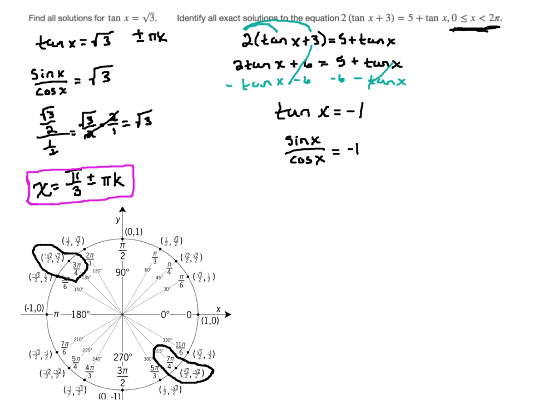We have been given the restriction to contain us to 1 rotation through the circle, so there's no need to add or subtract pi k from that. So we just get x is equal to 3 pi over 4 and 7 pi over 4. Those are our two solutions.